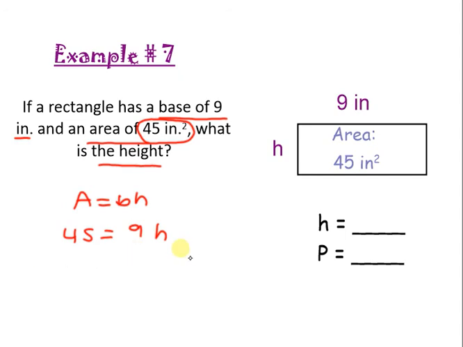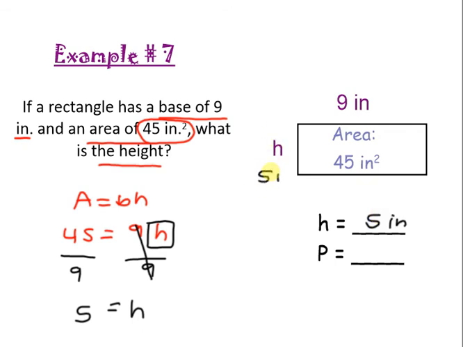But if you look at that carefully, you now just have a one-step equation. So what you're going to do is box the variable, divide both sides by 9, this cancels, bring down your h, bring down your equals, 45 divided by 9 is 5, and so your height is 5 inches. So if this is 5 inches, then this is 5 inches. If this is 9 inches, this is 9 inches.